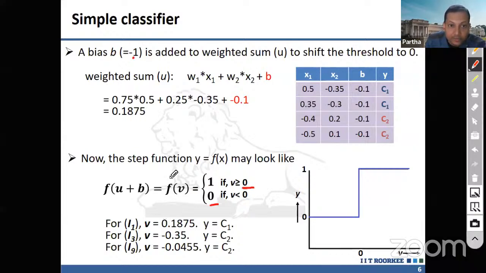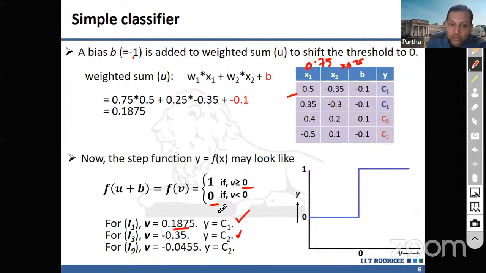we have, for example, for this example 0.25 times 0.75 plus minus 0.35 times 0.25 minus 0.1, if this total sum comes 0.1875, it is positive, then I would say that is C1. So this calculation actually becomes simpler. Okay, and for the third example, if you have this w1x1 plus w2x2 minus 0.1, and if this total value is negative, it will be C2.